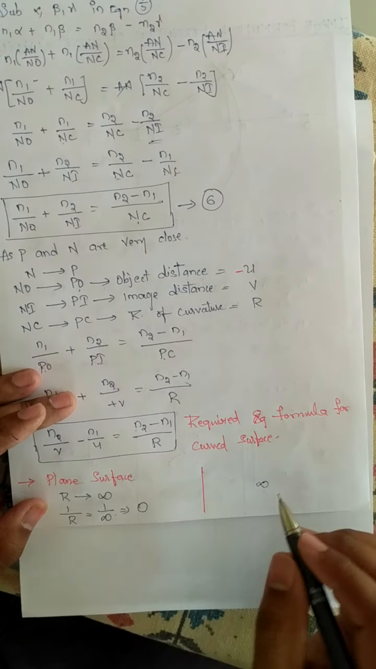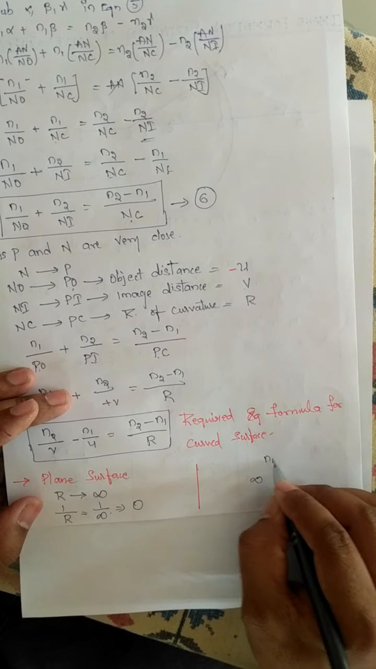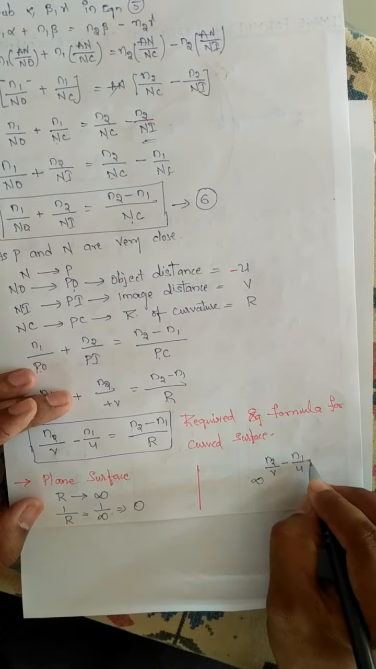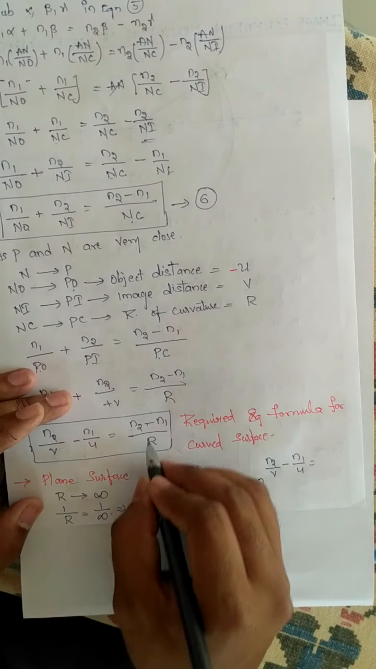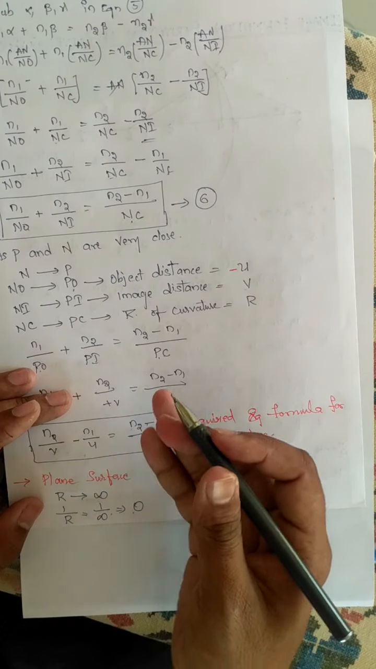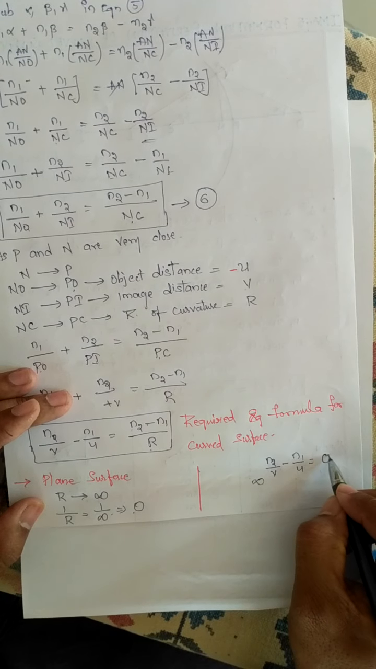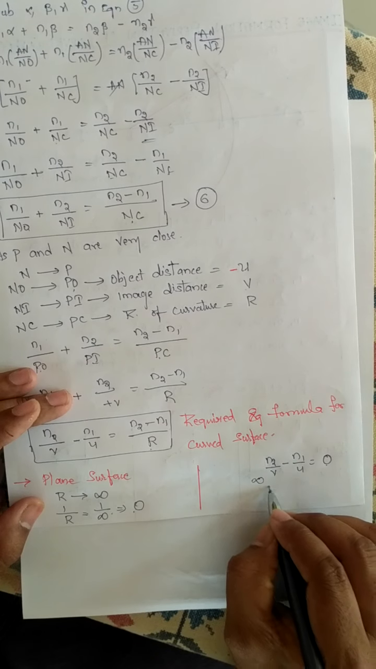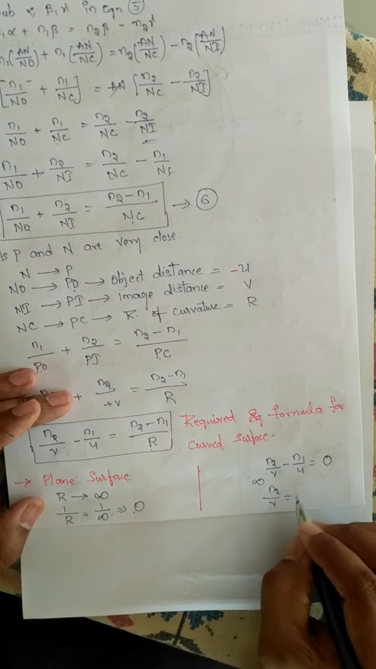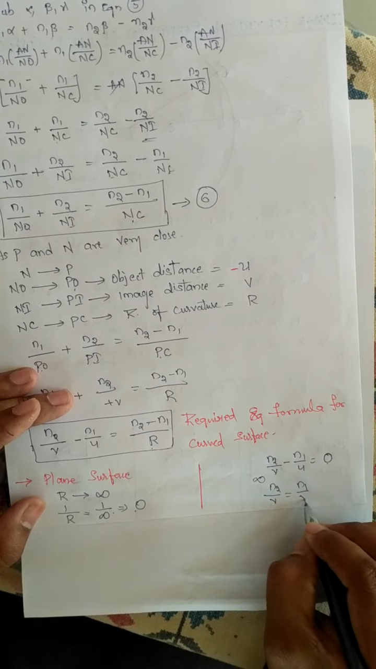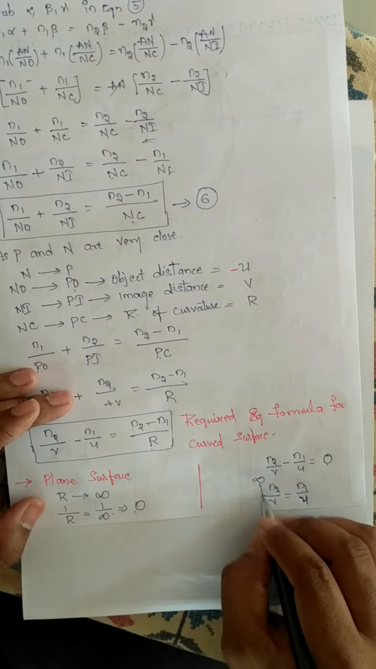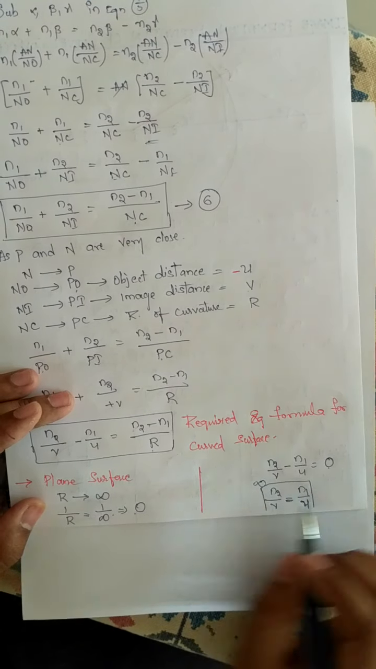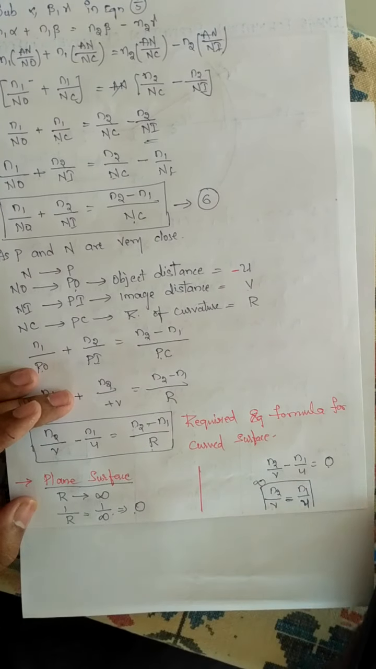Substitute this in place of the curved surface equation: n2 by v minus n1 by u is equal to 1 by r, which is 0. Something into 0 is 0. So n2 by v is equal to, if you send it to that side, it becomes positive, n1 by u. So n2 by v is equal to n1 by u is the required equation for a plane surface.